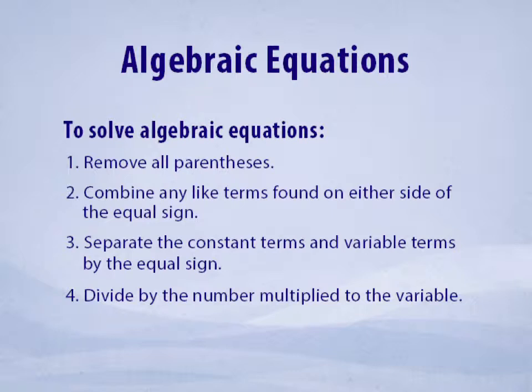To solve an algebraic equation, the first thing we'll do will be to remove all parentheses. We'll then combine any like terms found on either side of the equal sign. We'll separate the constant term and the variable term by the equal sign. And last, we'll divide by the number multiplied to the variable. Let's try an example.